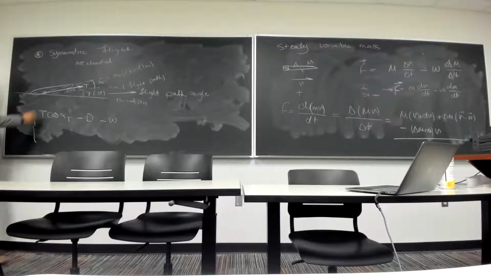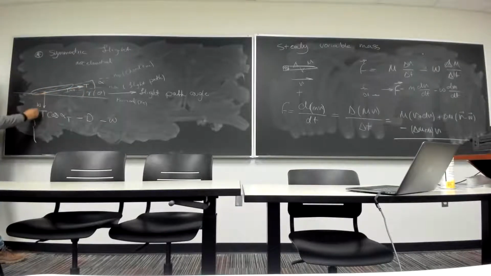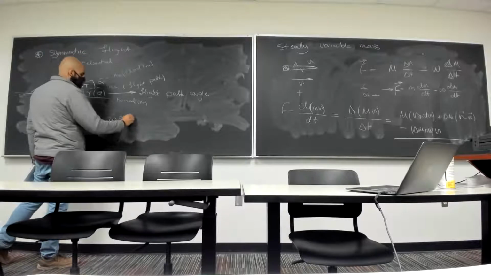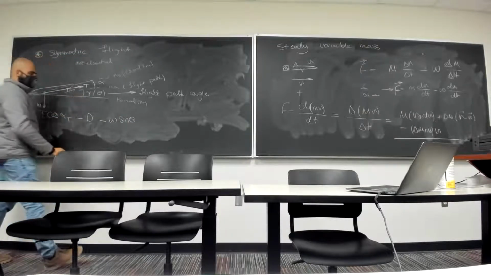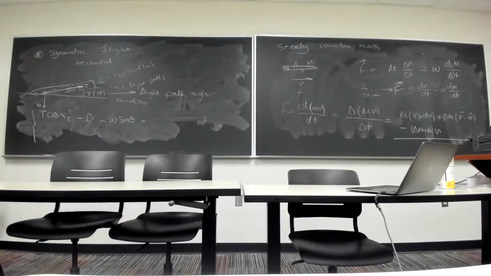It is a component, right? Weight is in this direction, and we want to find the equation of motion on this line. So which component of weight do we have here? W sine theta. Let's do theta from now on, but you're correct, that we did gamma before. So what is this equal to?